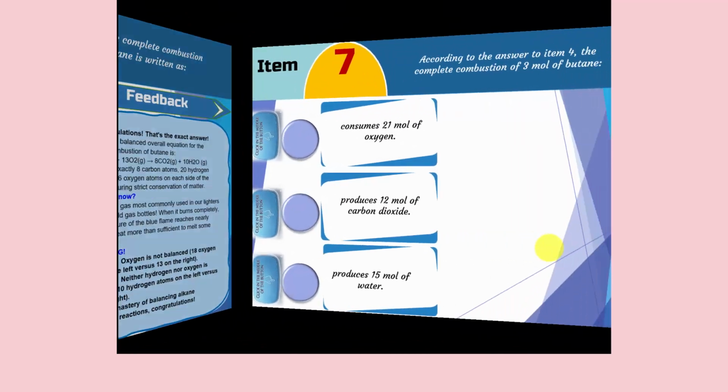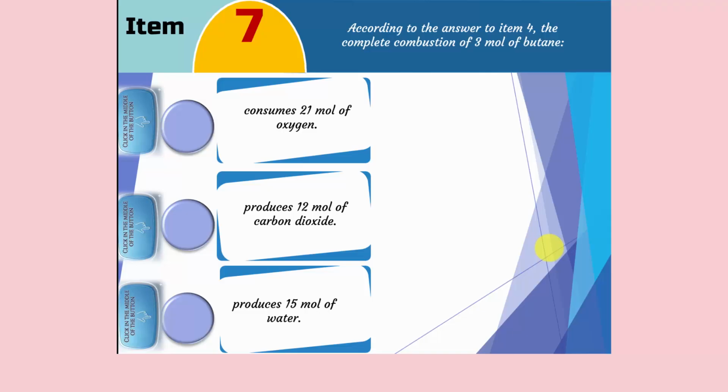As a real-world connection, butane is commonly used in lighters and household gas bottles, and its complete combustion produces the very hot blue flame we recognize.